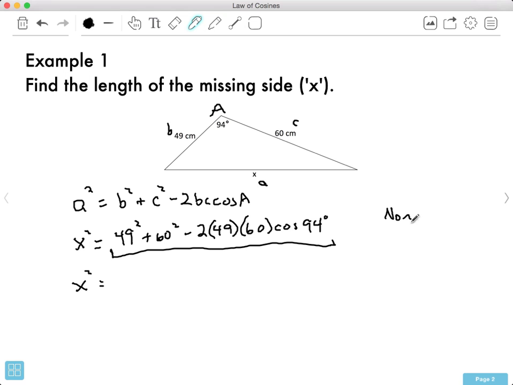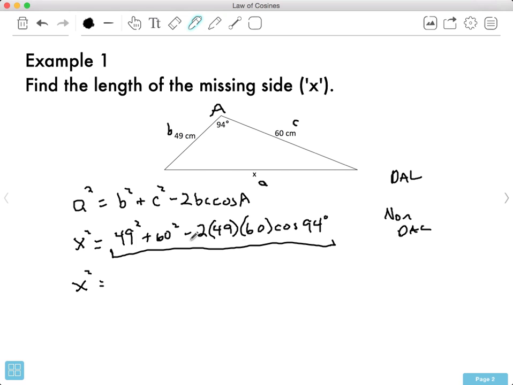If you're a non-DAL calculator person, you're not going to type in cos 94, you're going to type in 94 cos. If you're not sure what type of calculator you have, DAL or non-DAL, you can ask your teacher or ask somebody in the resource room to help you. There's even a video on this site to help you with that we'll link to below.